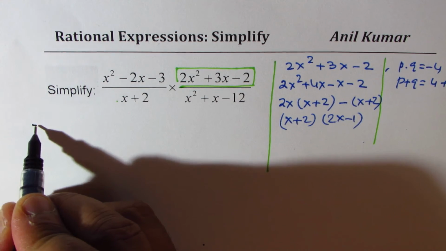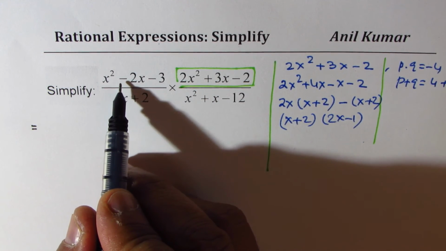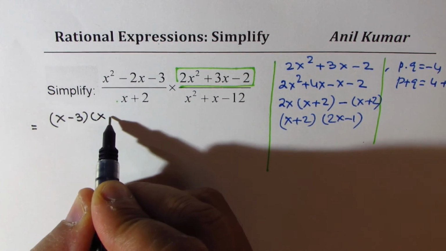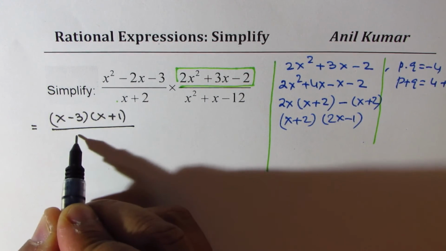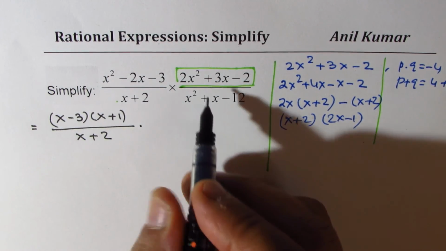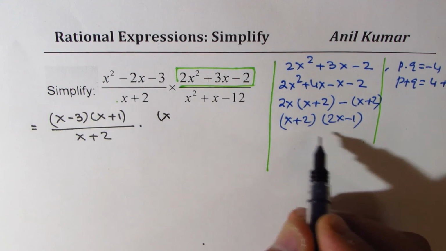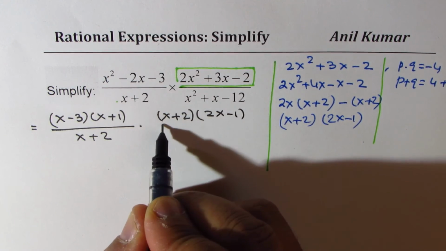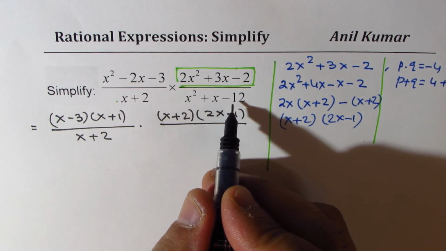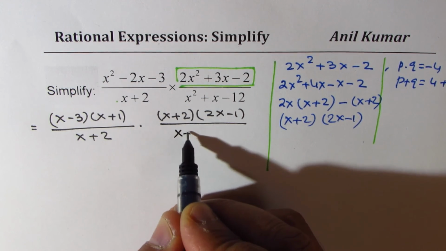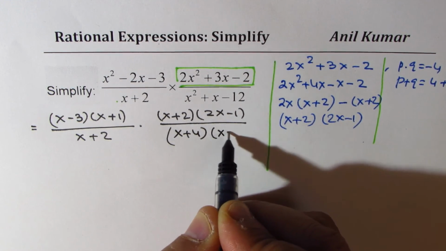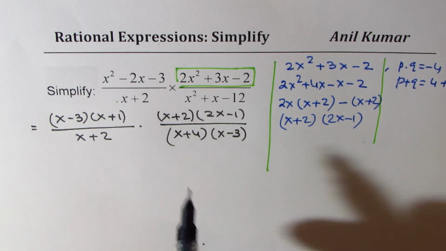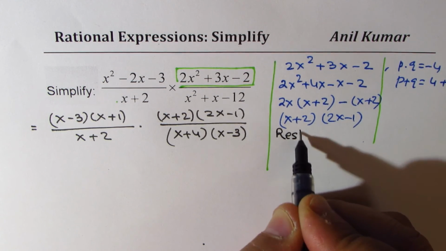So the first one could be written as product minus 3, sum minus 2. So it is 3 negative times plus 1. And the denominator is already x plus 2. Here we know it could be written as x plus 2 times 2x minus 1. And the denominator, product of minus 12, 4 and 3, right? So 4 being positive, 3 being negative. Perfect.